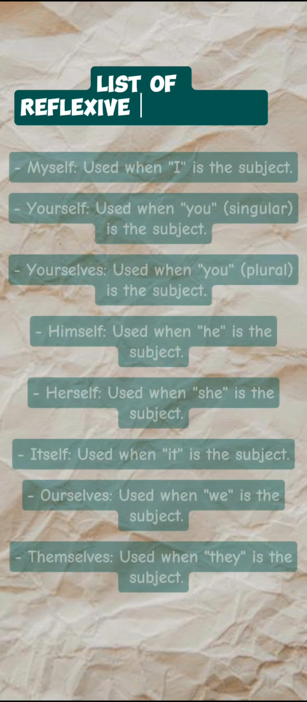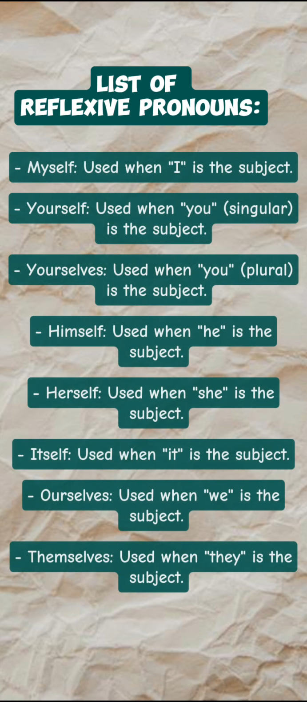List of reflexive pronouns. Myself, used when I is the subject. Yourself, used when you singular is the subject. Yourselves, used when you plural is the subject. Himself, used when he is the subject. Herself, used when she is the subject. Itself, used when it is the subject. Ourselves, used when we is the subject. Themselves, used when they is the subject.